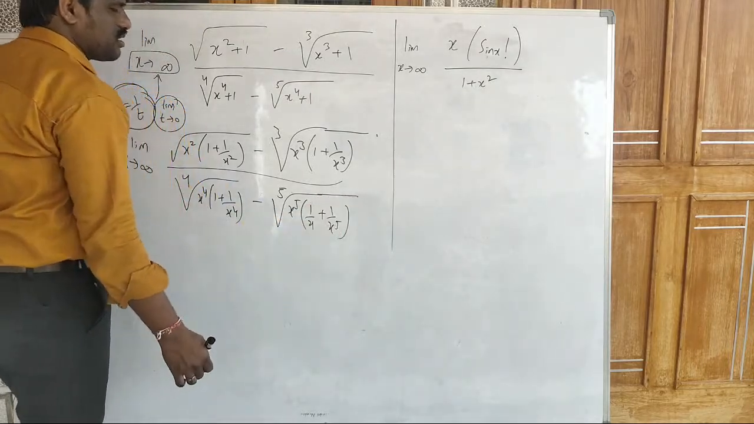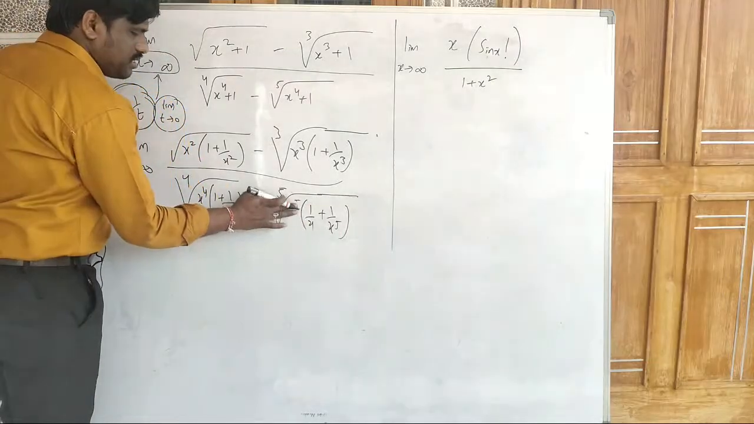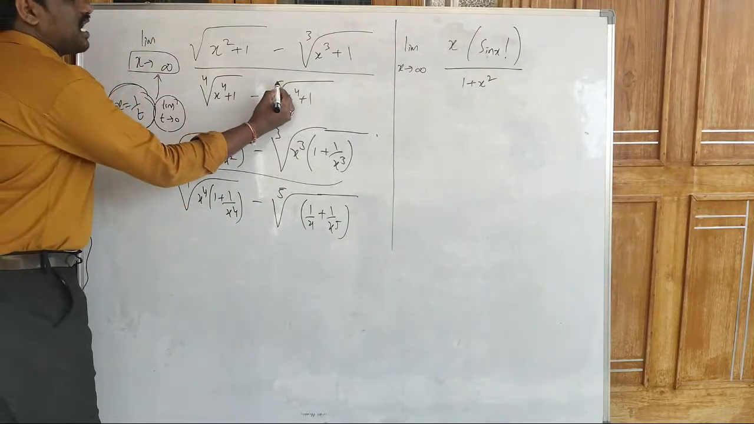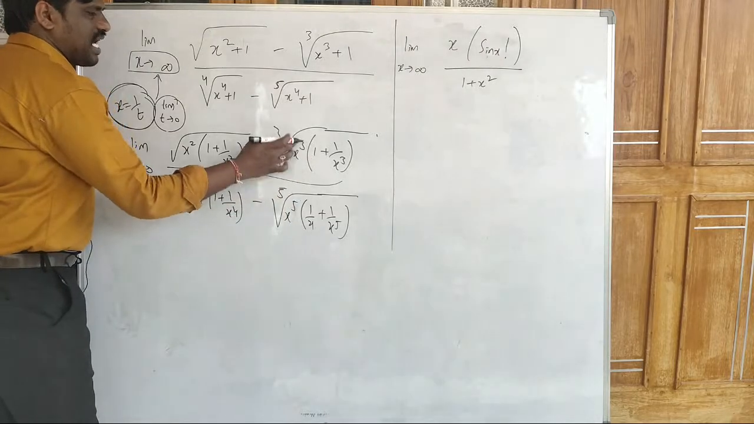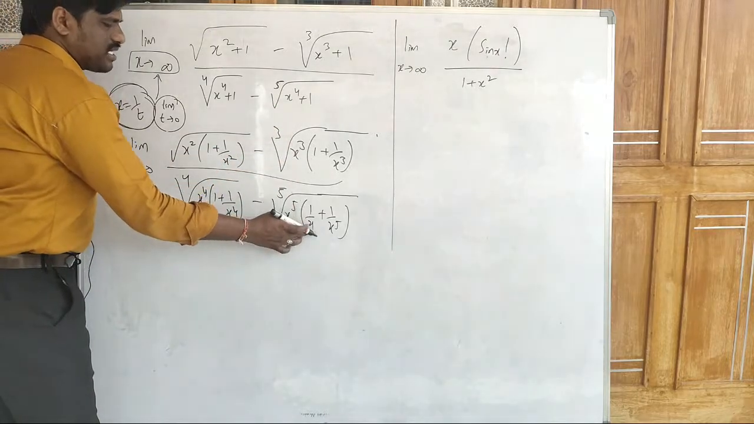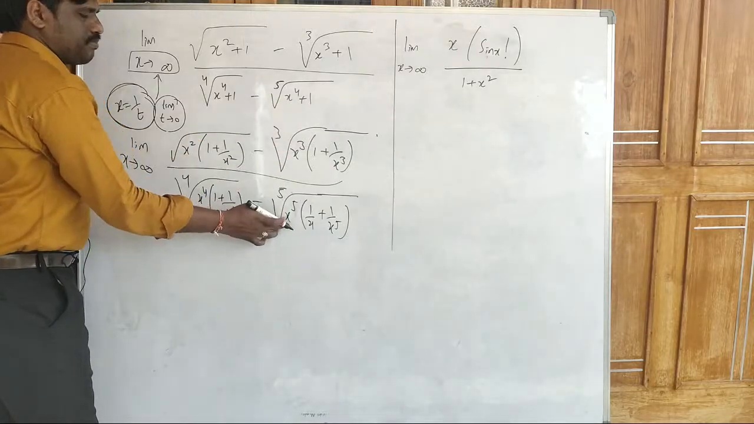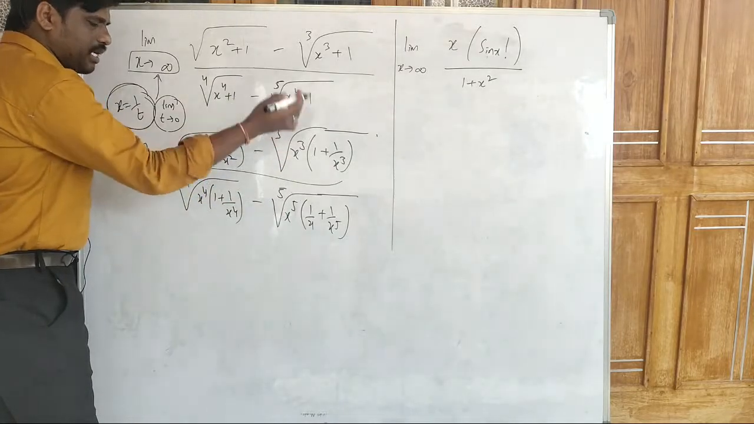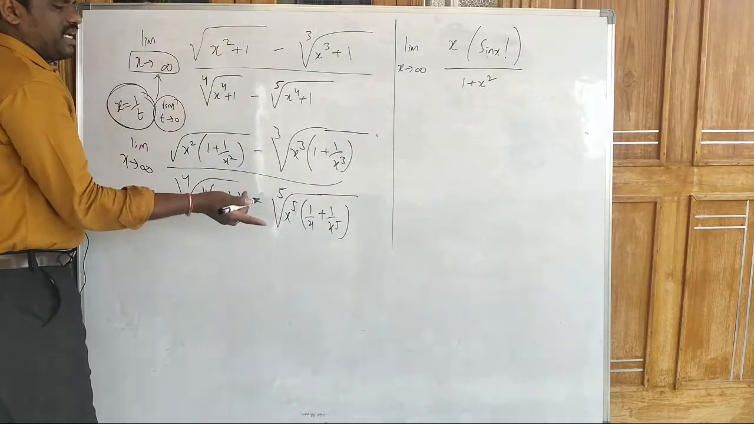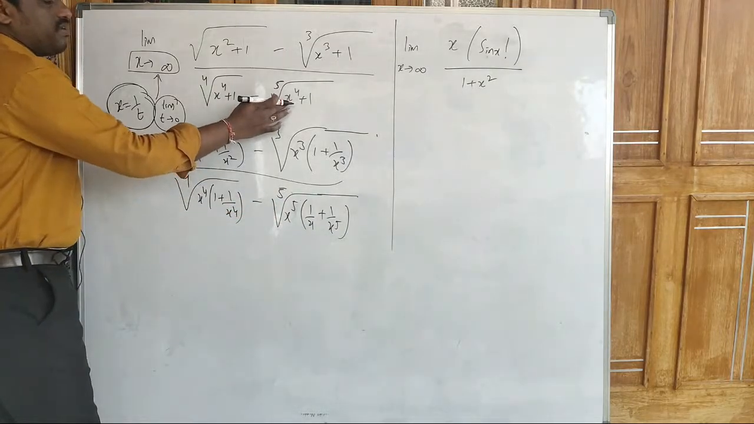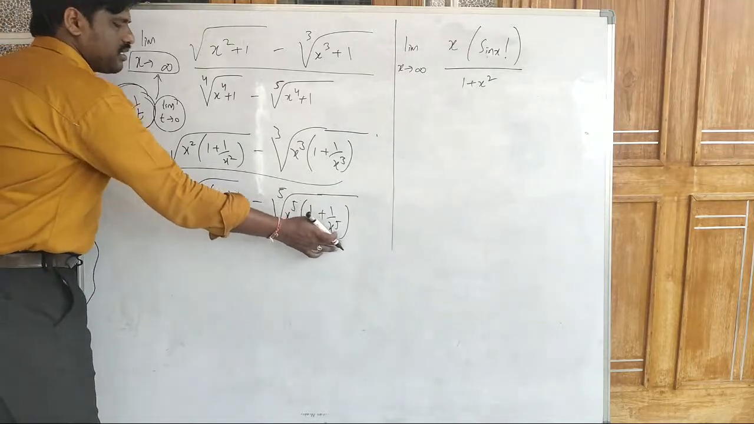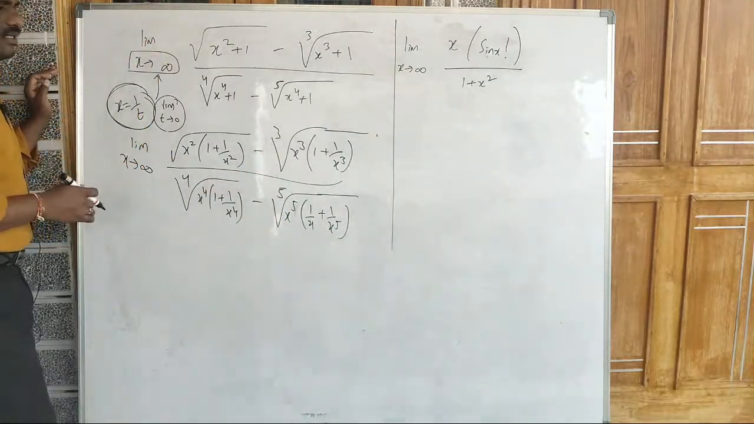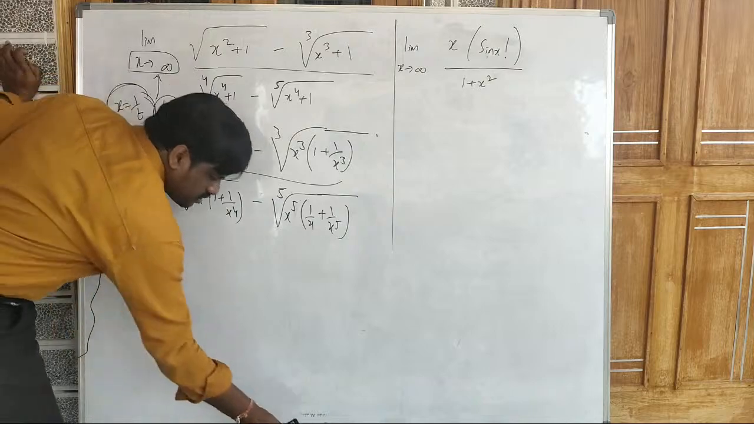Did you all understand this step? This last step is a crucial step. Because I have the fifth root, I have to take x power 5 common. But I have x power 4 here, so 1 by x will be left. Because I am taking x power 5, x power 4 divided by x power 5 I will get, so 1 by x. When I take x power 5 common, I will get x power 4 divided by x power 5 plus 1 by x power 5. This point is the crucial point in this method. Did you understand this?